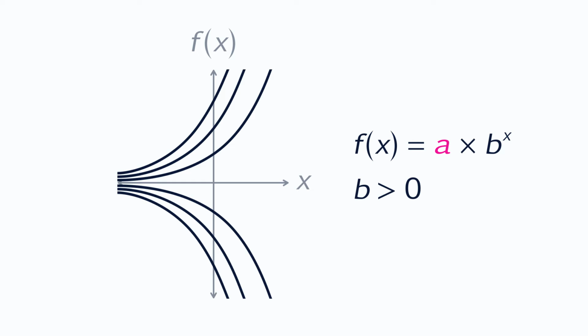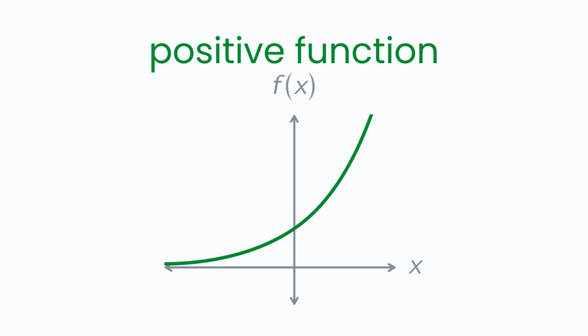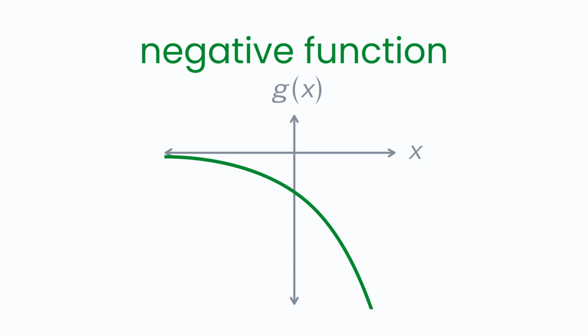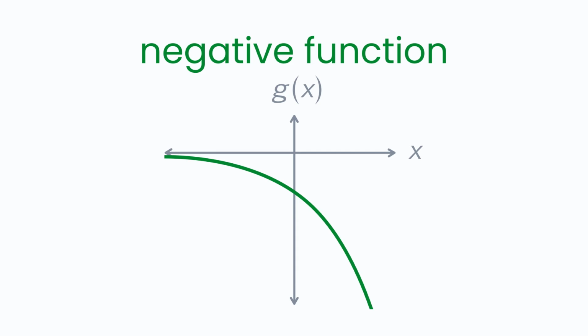So it is the sign of the coefficient a which determines the sign of the function. That is why some function, f of x, is called positive when its function values are always positive, and why some function g of x is called negative when its function values are always negative.